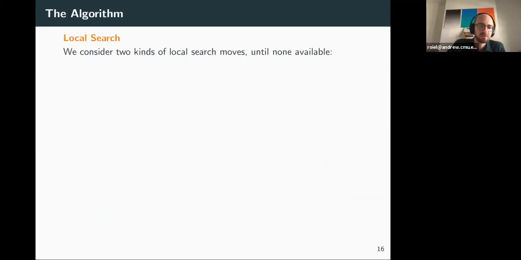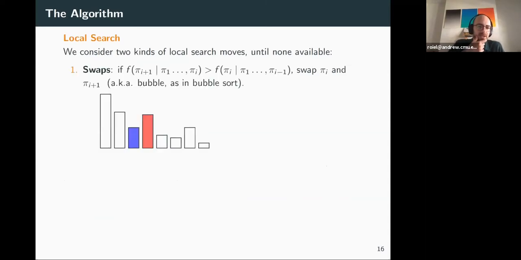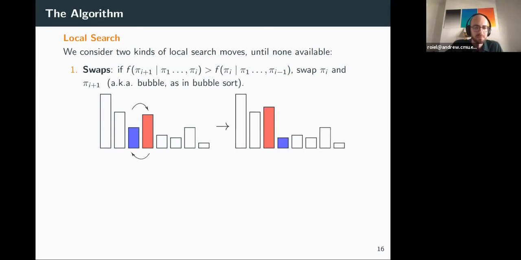So here are the two kinds of moves that we consider. One is a swap. If the text is confusing, just look at the picture. We have a position i and a position i plus 1, the blue and the red, such that the blue is shorter than the red. The marginal value of i is smaller than the marginal value of i plus 1. Then we'll swap them. So this is like a bubble, as in bubble sort. Now already this feels like it should kind of move us towards the greedy solution, because if we keep doing this, we should get to a monotonically decreasing solution.